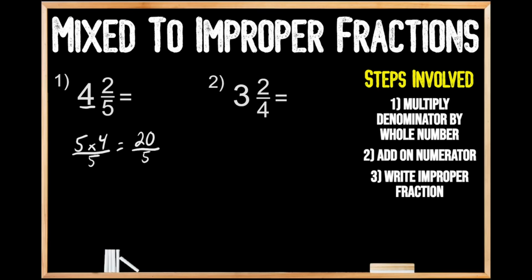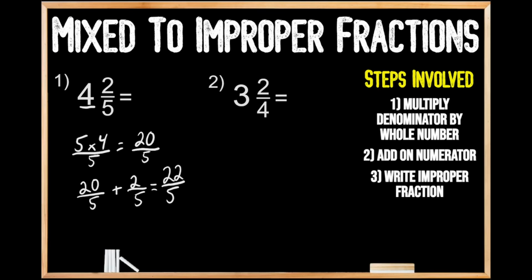So now we're going to move on to step number 2, where we're going to add on our numerator. So down below, we're going to write our 20 fifths, and then we need to account for the remaining fraction part of our mixed number, which in this case is 2/5. So we're going to add on our 2/5. And when we're adding fractions, the value of our denominator doesn't change. It's still going to be in fifths, and we're just going to add our numerators. And when we add 20 plus 2, we get 22 fifths.